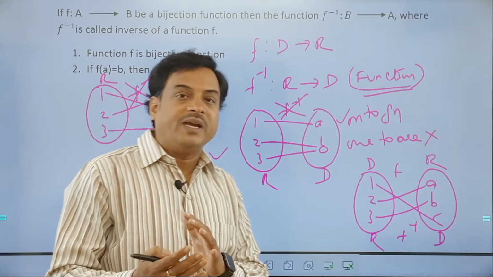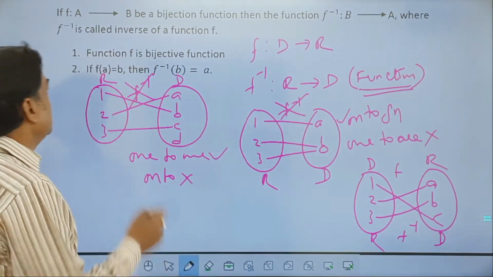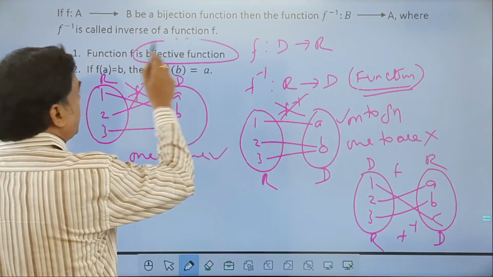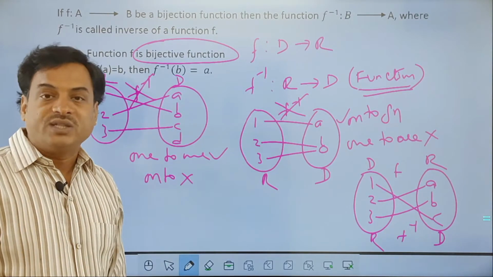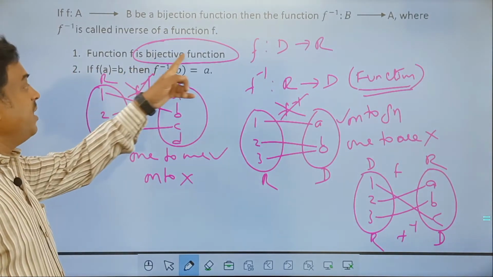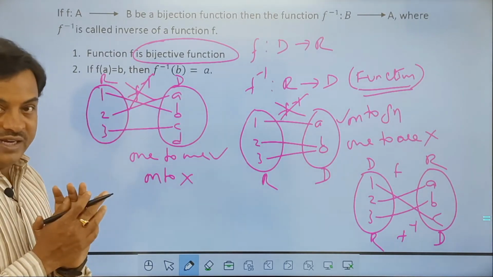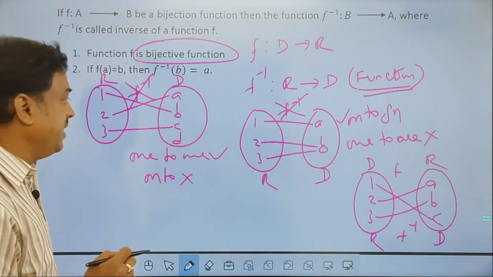So if a function is a bijection, an inverse function is possible. The most important property about the inverse of a function, when we can find the inverse of a function, is that it should be a bijection. Then we can find it here. Okay, all of you? That is very, very crucial.